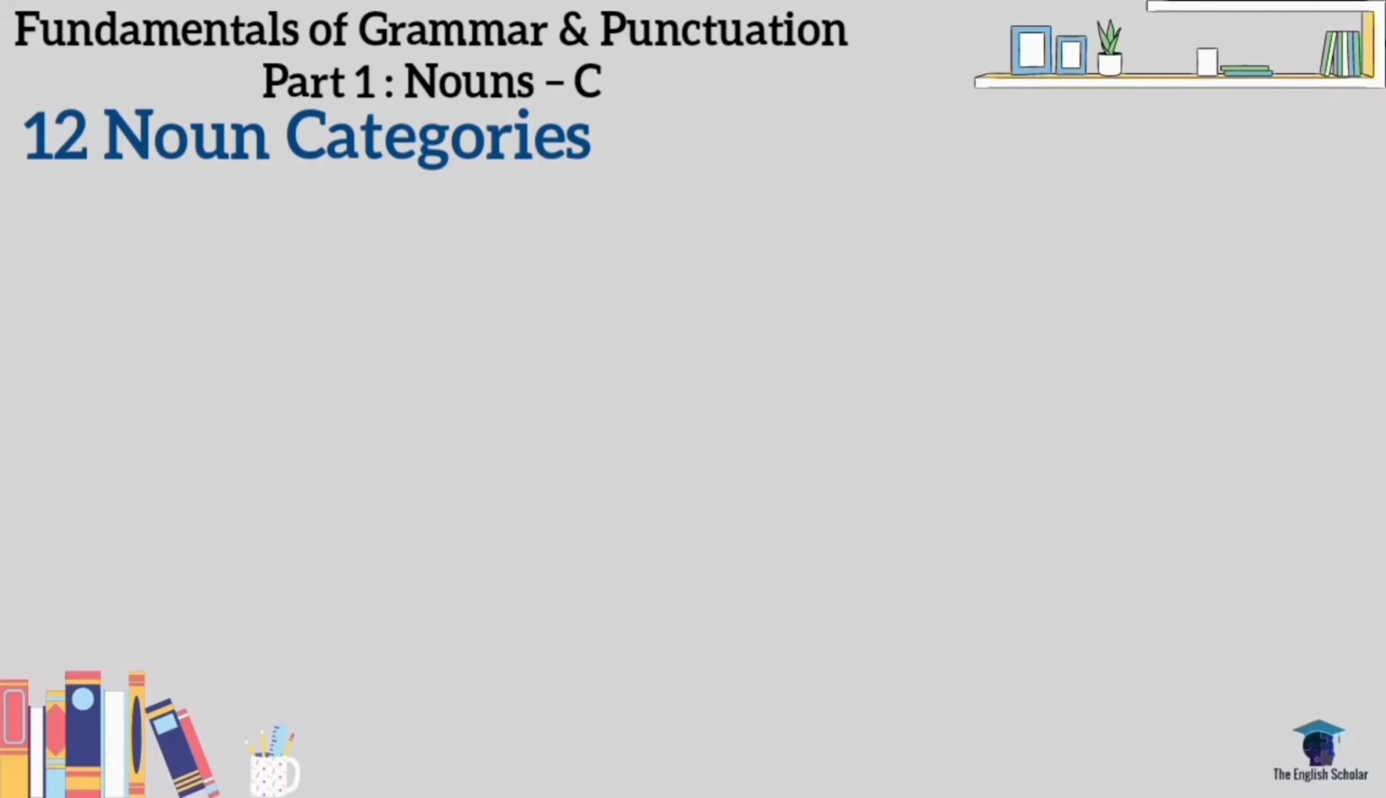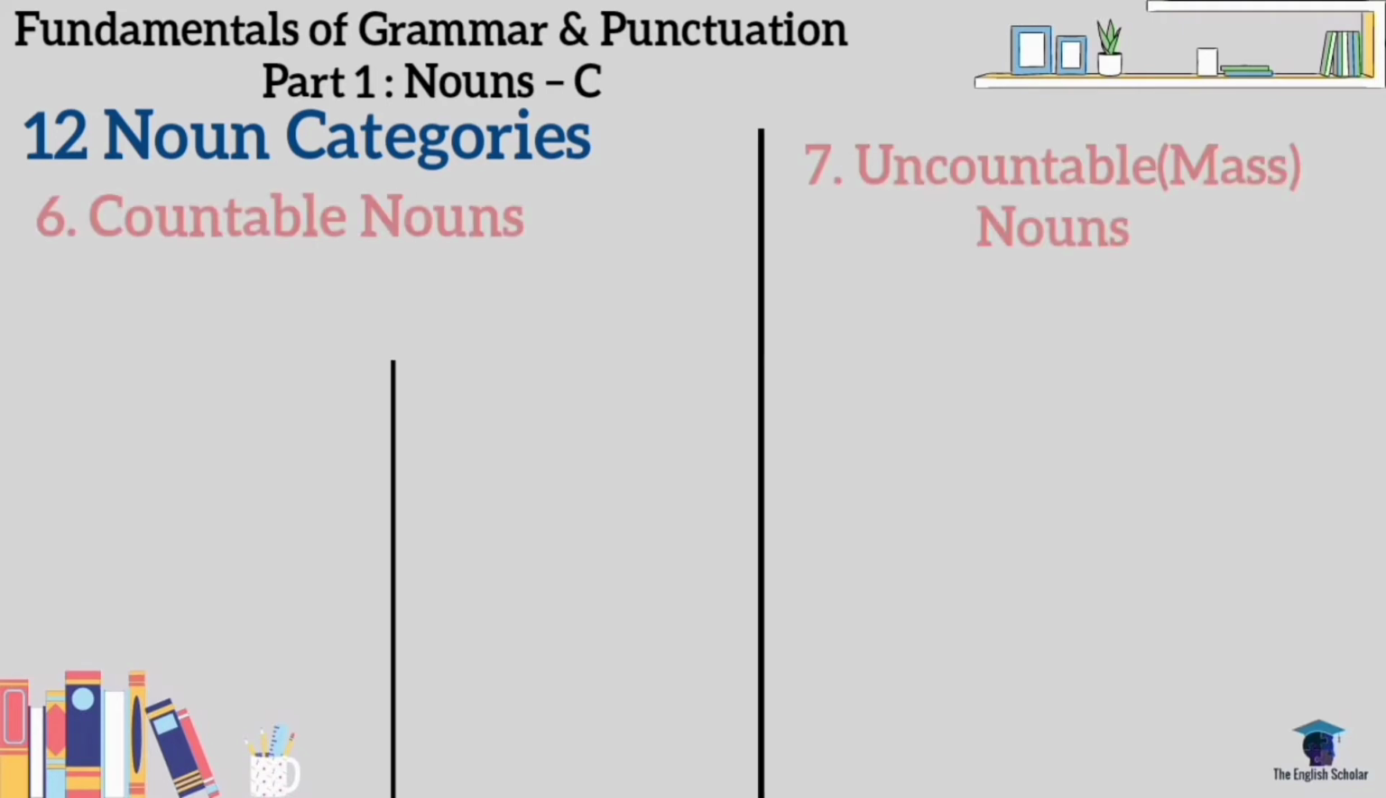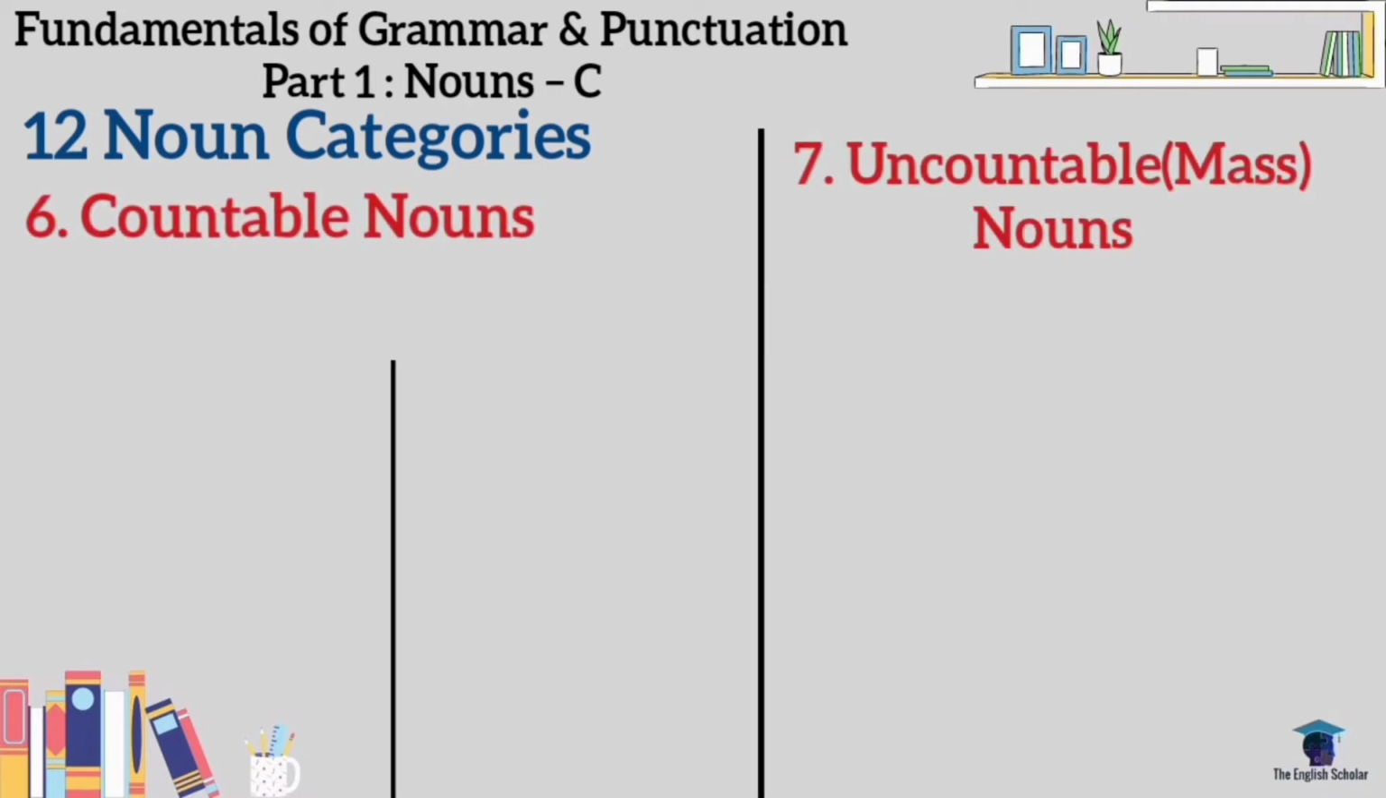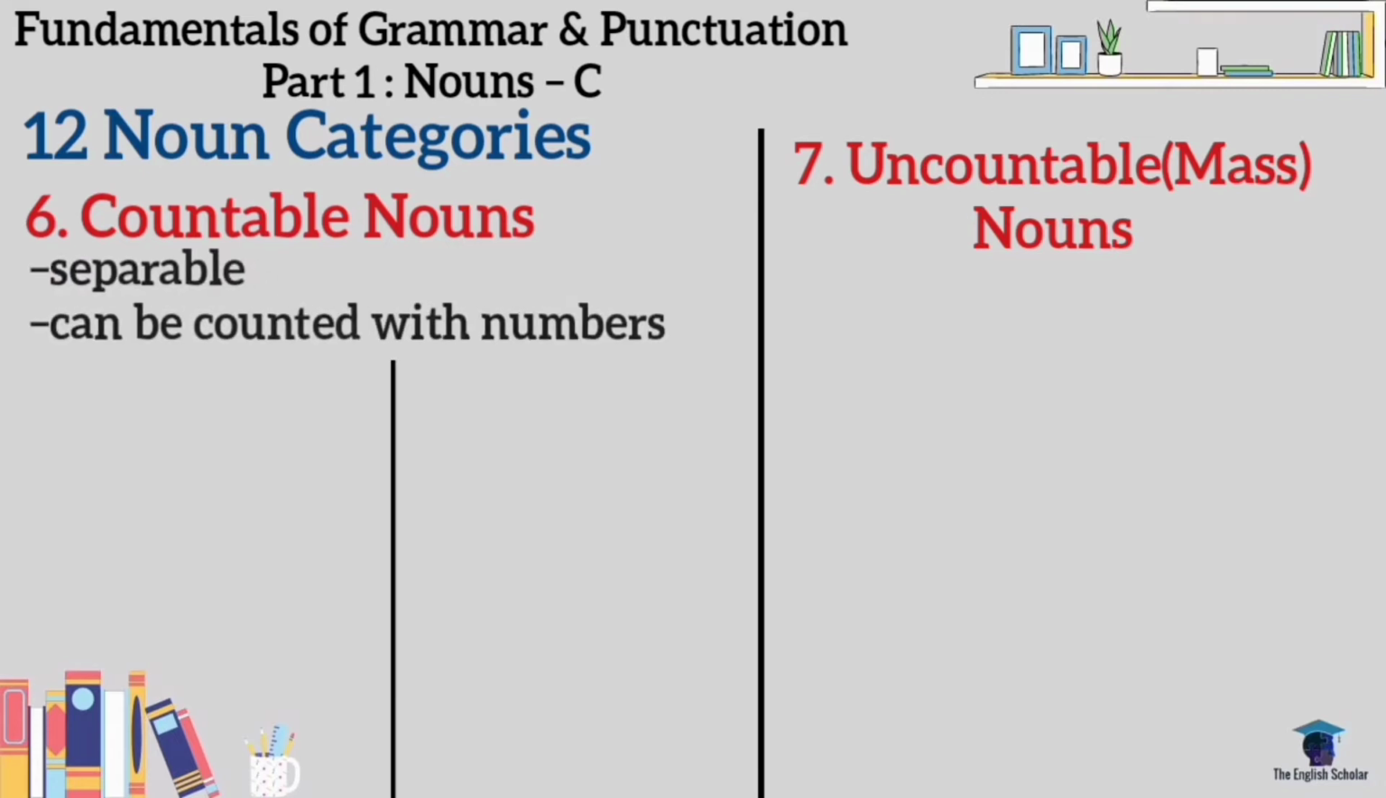Let's start by having the 6th and 7th categories. Countable and uncountable nouns. Countable nouns, also known as count nouns, are nouns that can be considered as separable items, which means that we are able to count them with numbers. We can have 1, 2, 5, 15, 100, and so on. We can also use them with the definite articles a and an, which signify a single person or thing, or with the plural form of the noun.